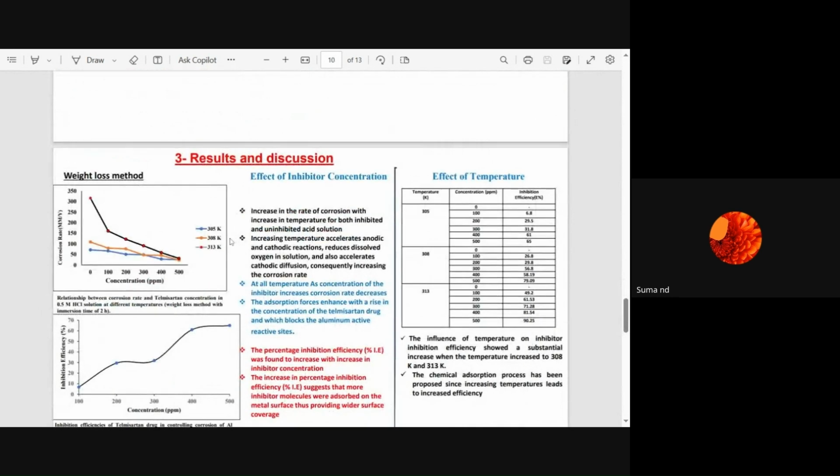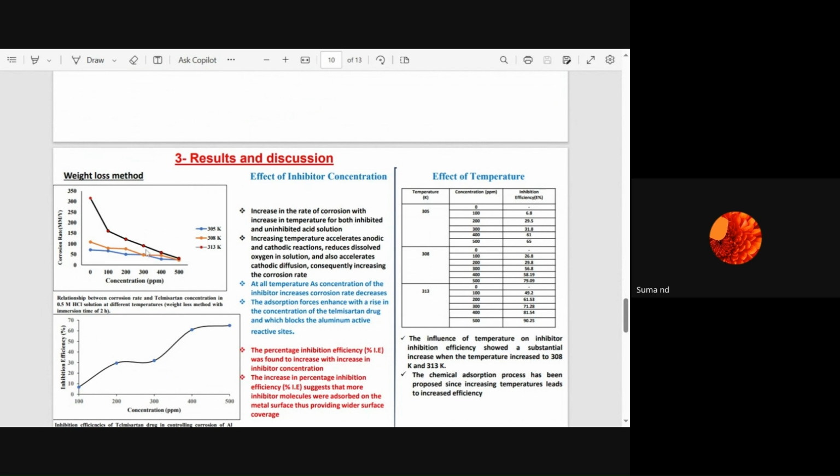Next one, weight loss method or gravimetric method. Using the weight loss method, here we find the effect of inhibitor concentration and the effect of temperature on corrosion rate. From the effect of inhibitor concentration study, we can see that the corrosion rate increases with increase in temperature for both inhibited and uninhibited acid solution.